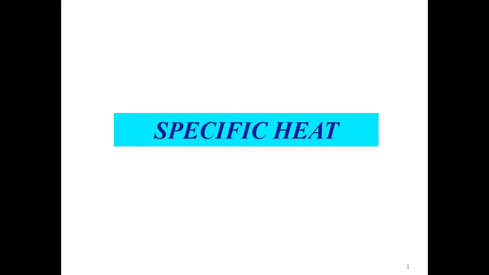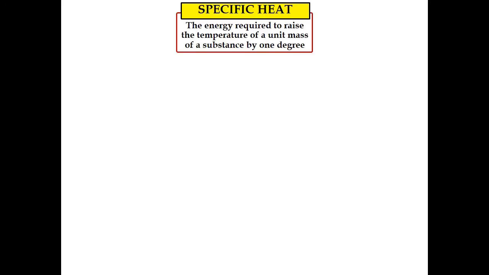So for this part, we will discuss the specific heat. The meaning of specific heat is the energy required to raise the temperature of a unit mass of a substance by 1 degree. Which means we want to know the amount of energy needed to increase the temperature of the substance by 1 degree. So that's the meaning of the specific heat.